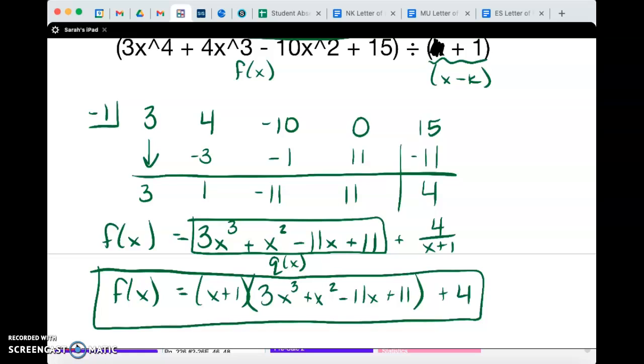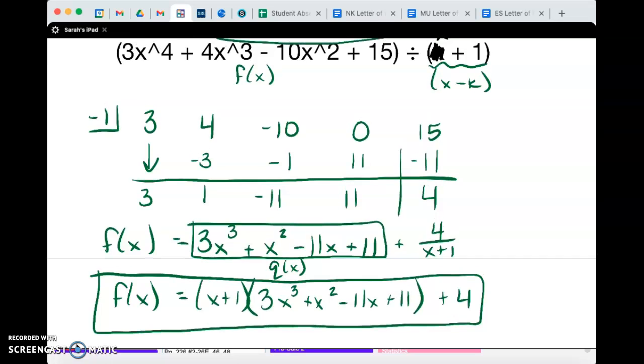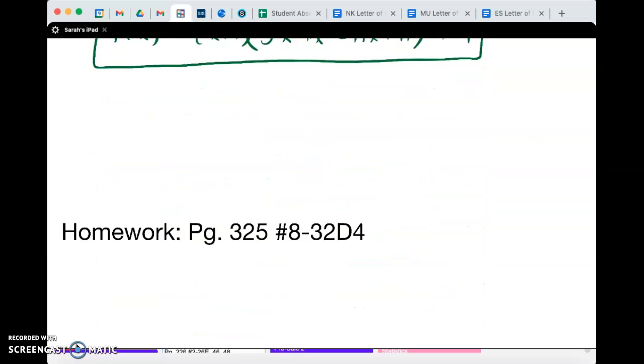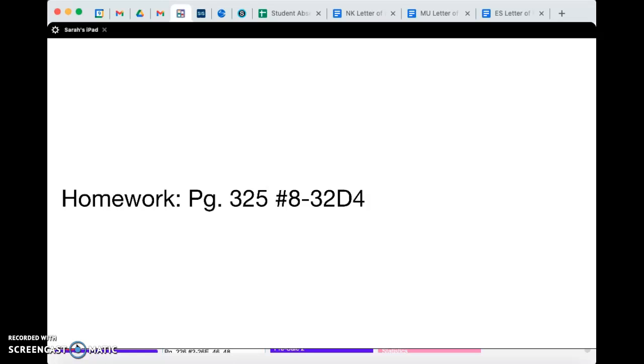So basically, if you would multiply this right side out and add 4, you should get out the 3x to the 4th plus 4x to the 3rd, and so on. So if you wanted to check your work, you could. But that seems kind of boring to me, so I won't. Just trust me, right? Okay. So not too shabby. We'll be spending more time this week with synthetic division. Cool.